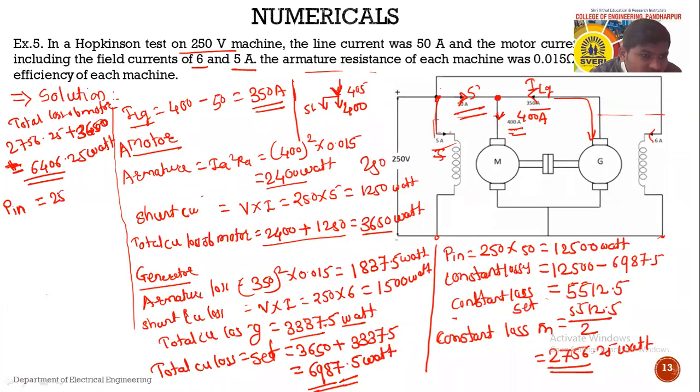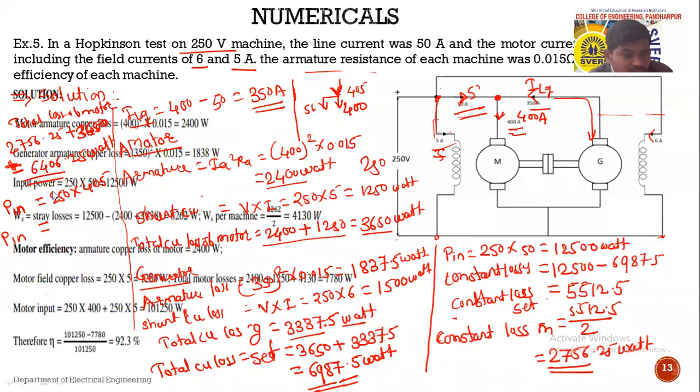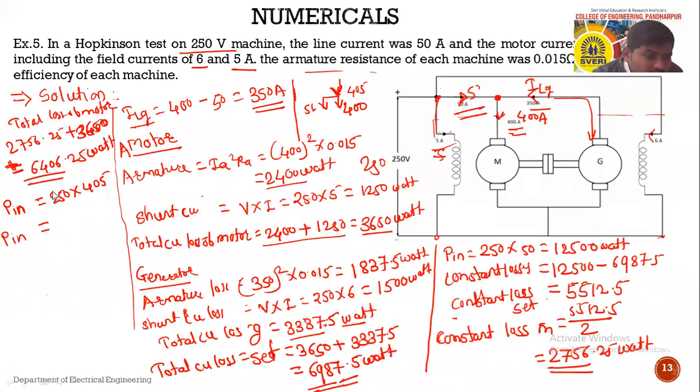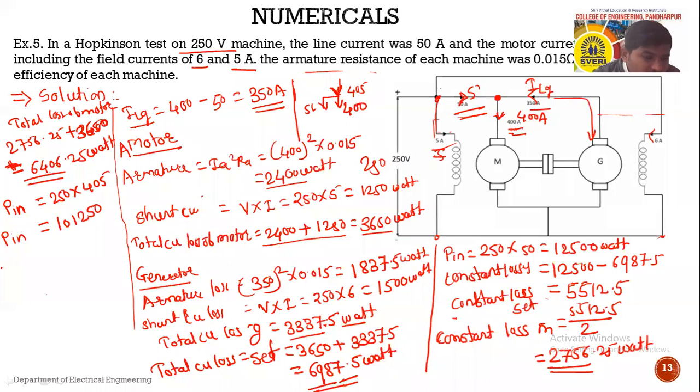405. सो इट इज इक्वल्स टू 250 इंटू 405. किती येईल व्हॅल्यू पॉवर इनपुटची? 250 इंटू 405 म्हणजे 101250. Okay, 101250 वॅट.